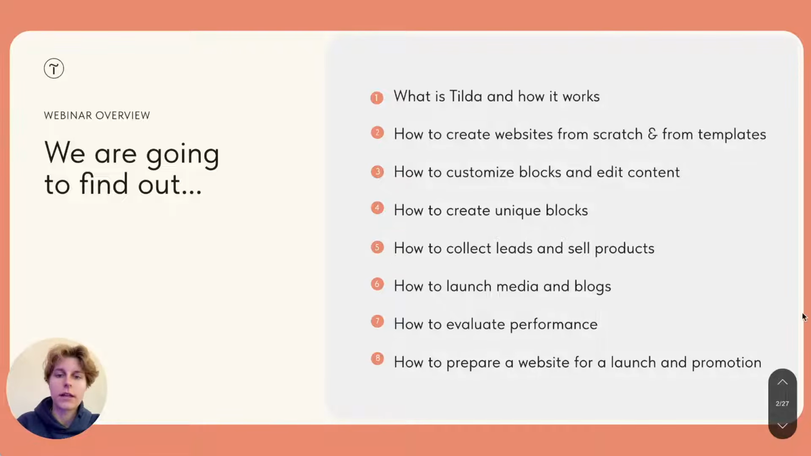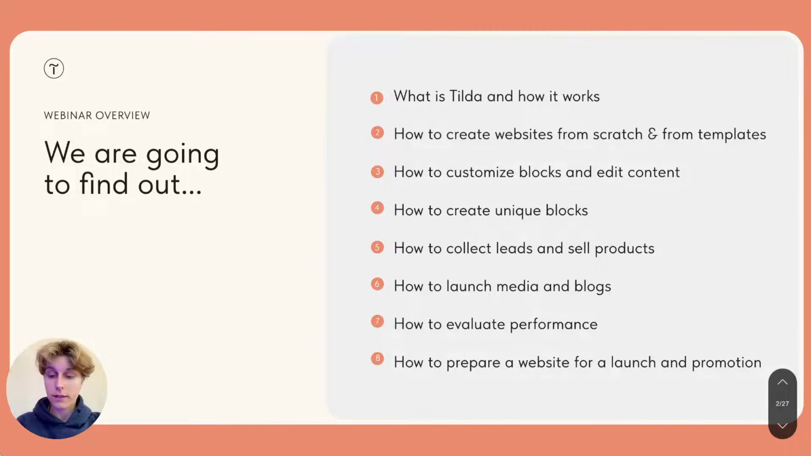Number 5, as you can see here, is how to collect leads and sell products. That's especially important if you're thinking about digital marketing and promoting your website online. And this is nice for marketing purposes, for landing pages, etc. Also, it's possible to launch media and blogs on Tilda, and I will mention the blogging tool, which is called Feeds. Then we will see how to evaluate performance using the built-in statistics and analytics, and also how to connect Google Analytics for more detailed data. And finally, we'll see how to prepare a website for launch and promotion.